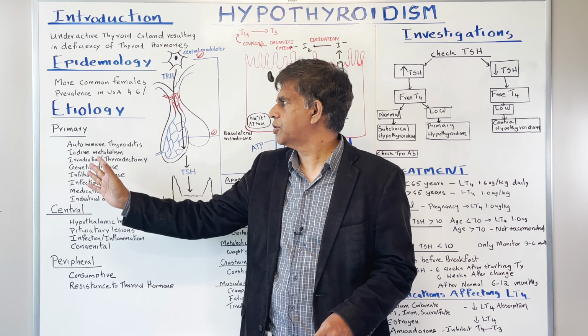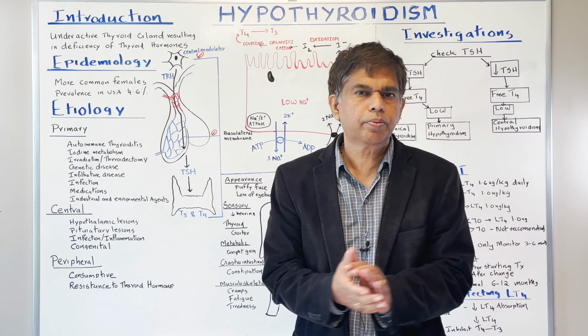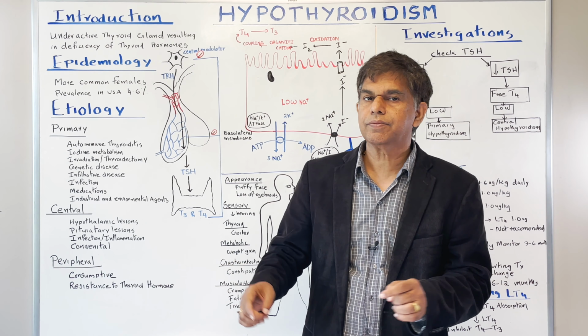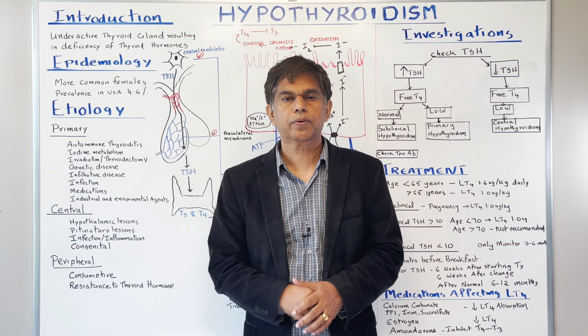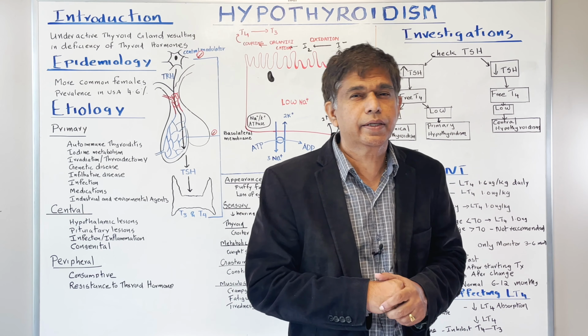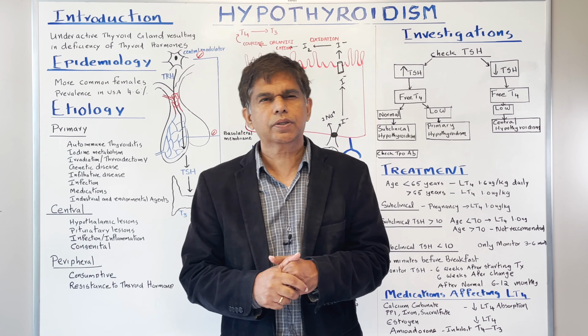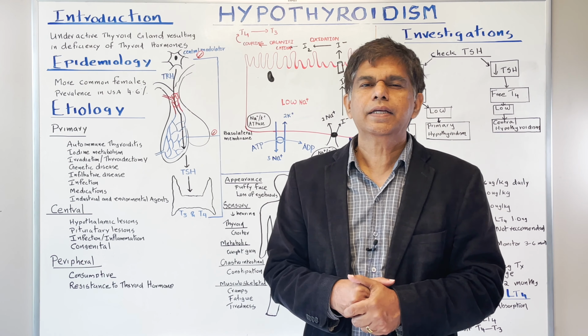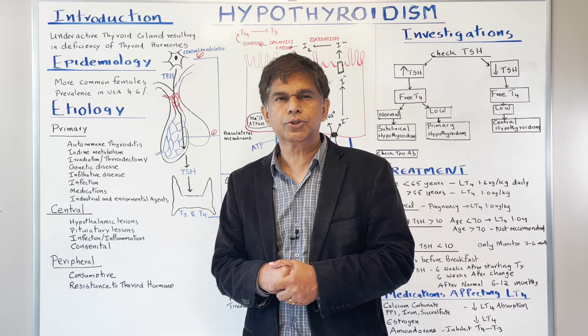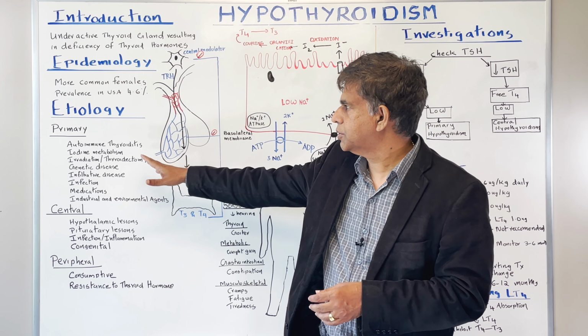There's primary hypothyroidism. What happens in primary hypothyroidism? Number one thing you have to know is autoimmune thyroiditis. What happens in autoimmune thyroiditis? You've got the failure of the T-cell mediated inflammatory response. There's cytokine release and infiltration of the thyroid by lymphocytes, and all of this causes autoimmune thyroiditis.